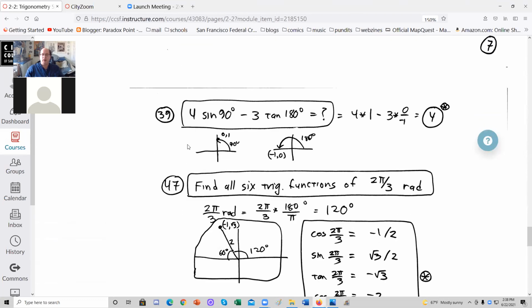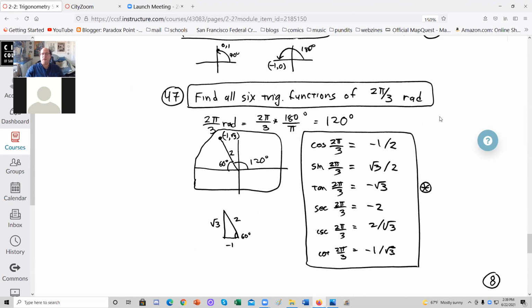Here they ask for 4 sine 90 degrees minus 3 tangent 180 degrees. What is that? Well, for sine 90 degrees, you turn 90 degrees to 0 by 1. Its y value is 1. So it'll be 4 times 1 minus 3 times tan 180. Turn 180 degrees around, and at this point you get -1 by 0. Y over x is 0 over -1. So you have 4 times 1 minus 3 times 0 over -1, and after a bit of calculating, it's 4.